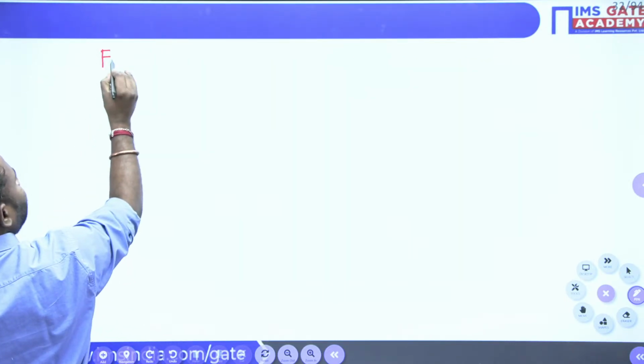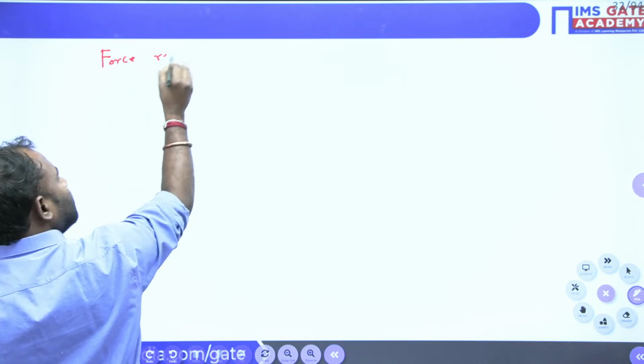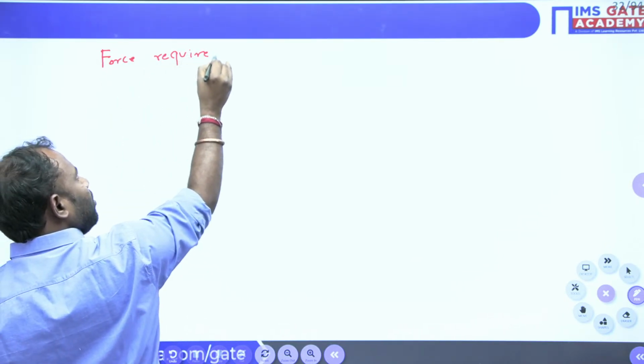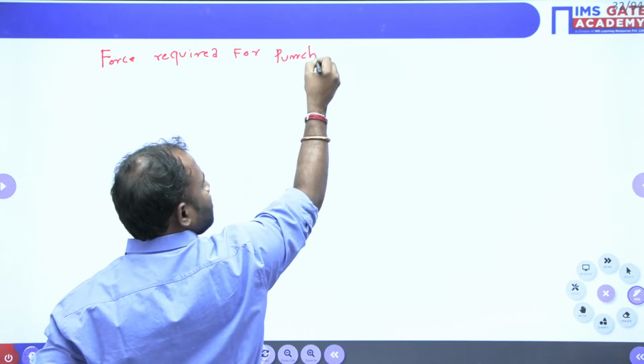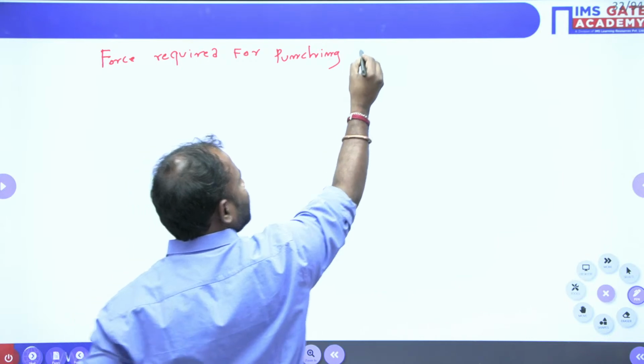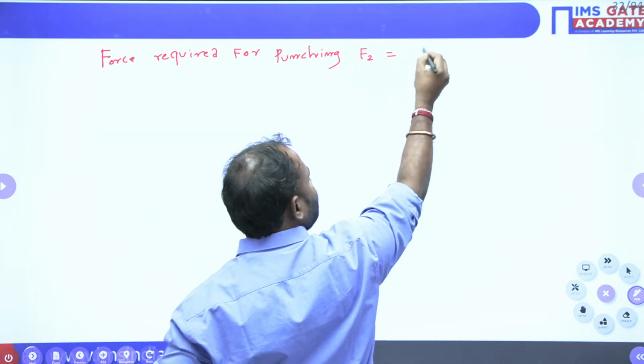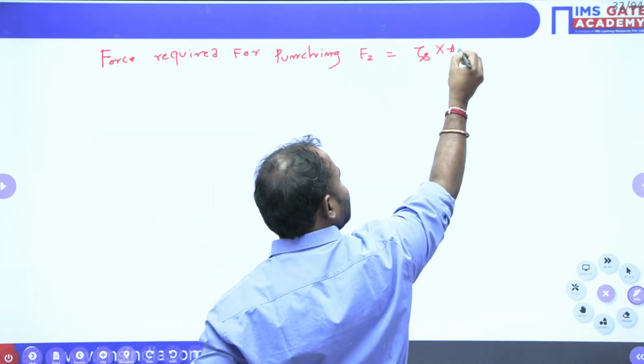Force required for punching. Say we call it F2, that is equal to shear stress into shear area.